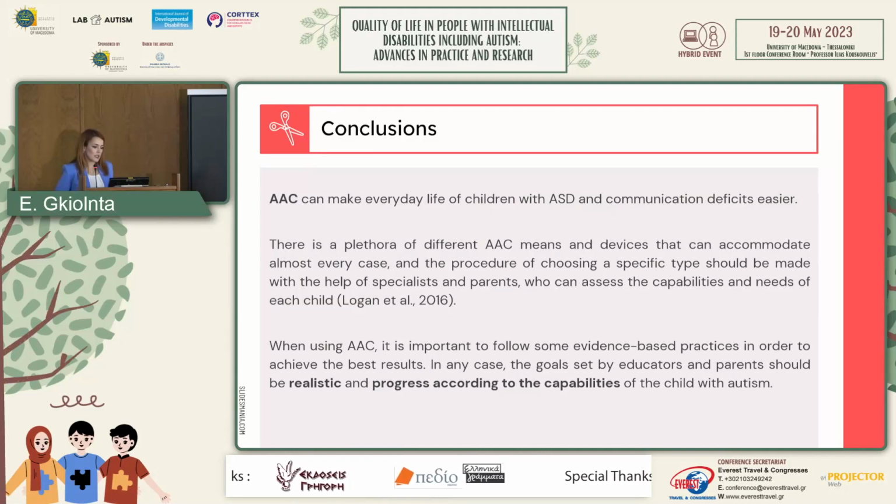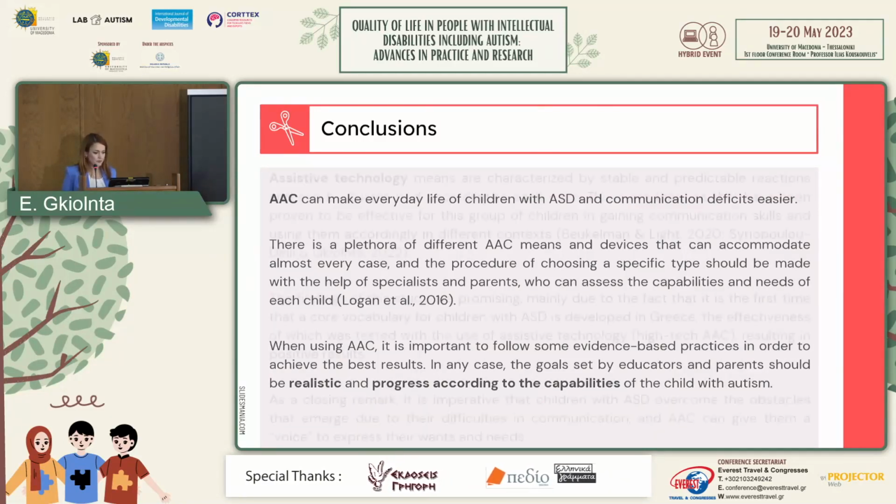AAC can make everyday life of children with ASD and communication deficits easier. There is a plethora of different AAC means and devices today, like other technological means, but the procedure of choosing the specific type should be made by specialists and parents who can assess the capabilities of each child. When using AAC, it's important to follow some evidence-based practices in order to achieve the best results and be realistic and progress according to the capabilities of the child.